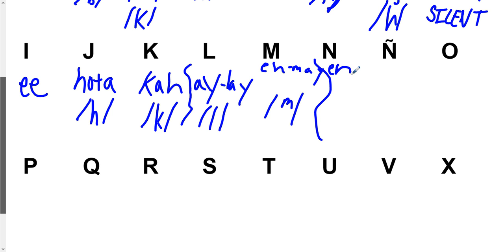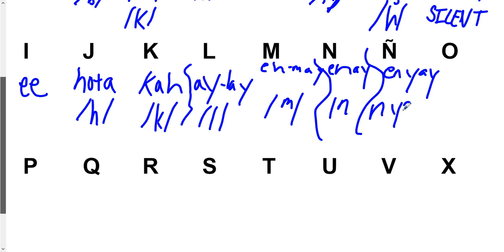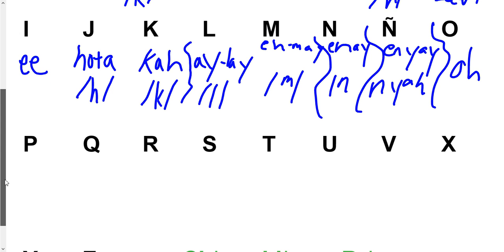N. Pronounced like a normal N. Ah, our favorite. Enye. Remember, think Three Stooges. Enye. Repite. Enye. This is that nya sound. Okay? Nya business. O is still O. Repite. O. Bien.